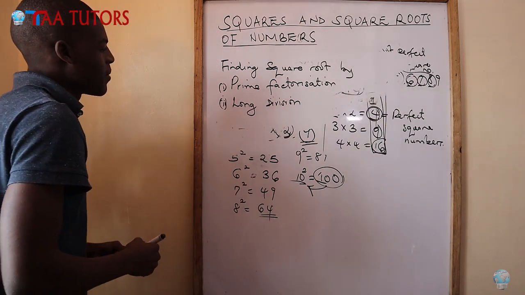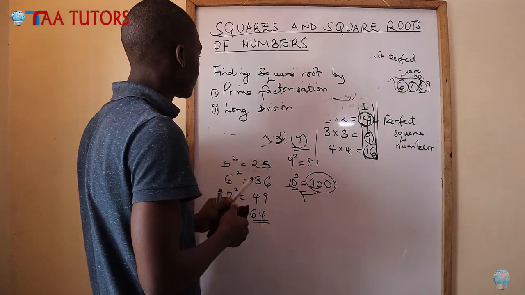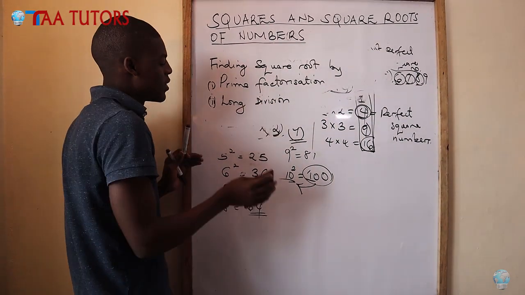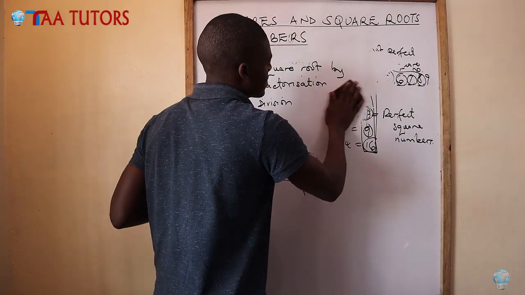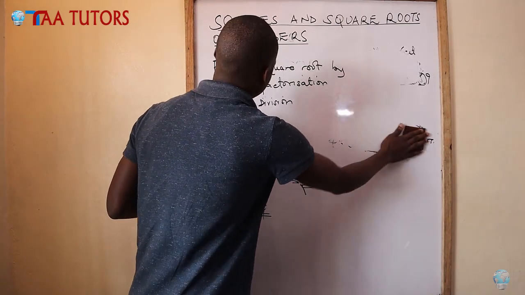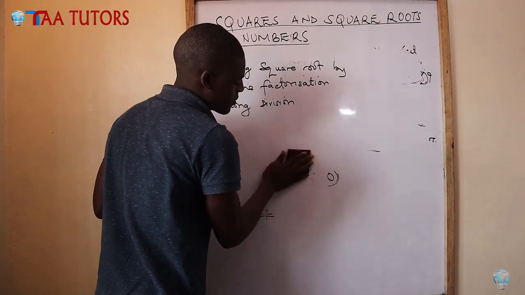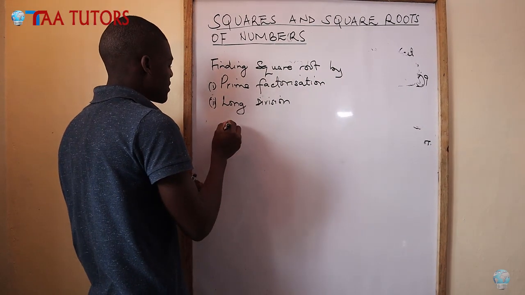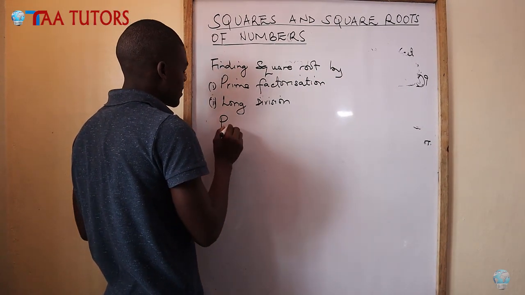We will go through them and see when we use prime factorization and when we use long division, and how we do it. Now we first take prime factorization and the things we should know about it. Prime factorization as a method of calculating square root.